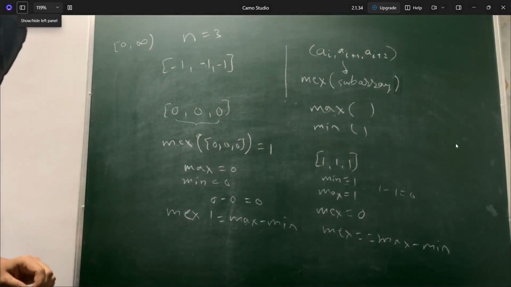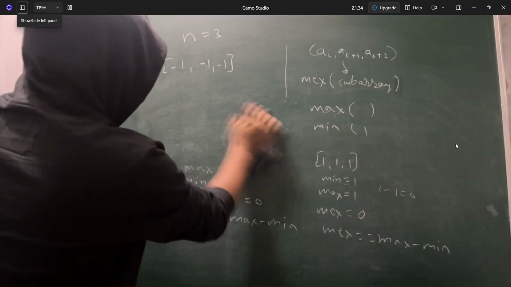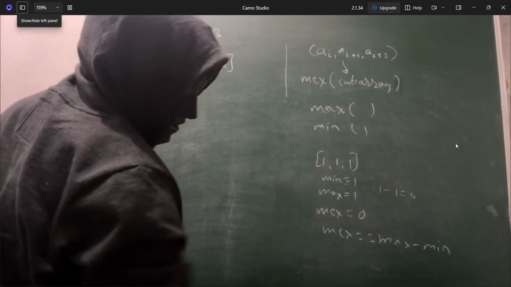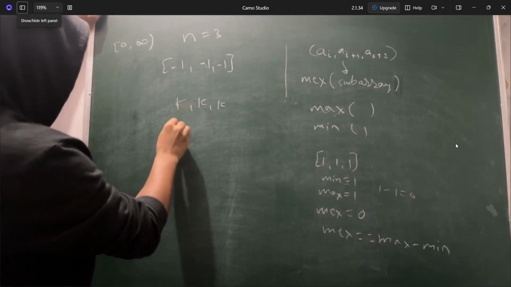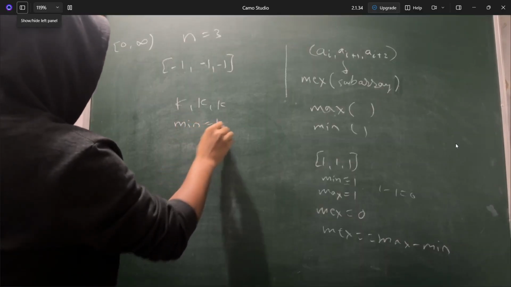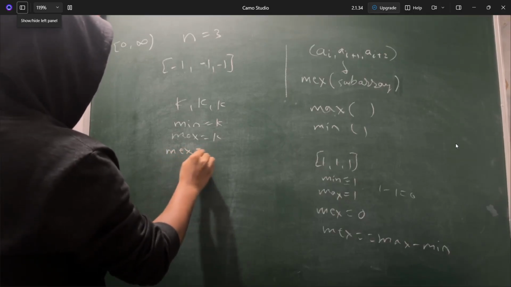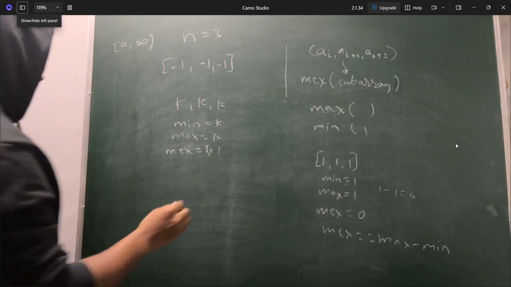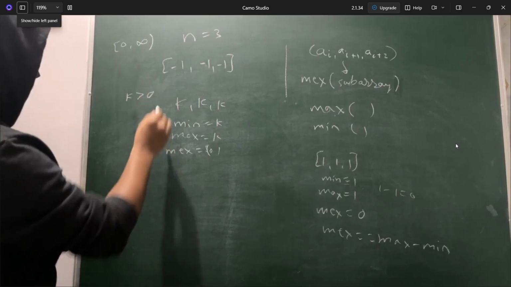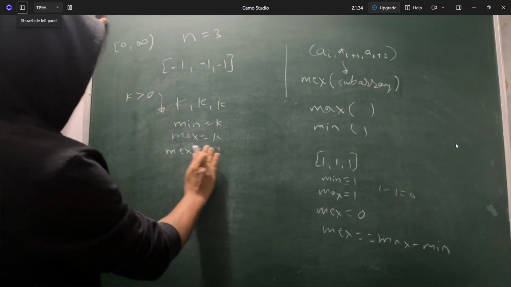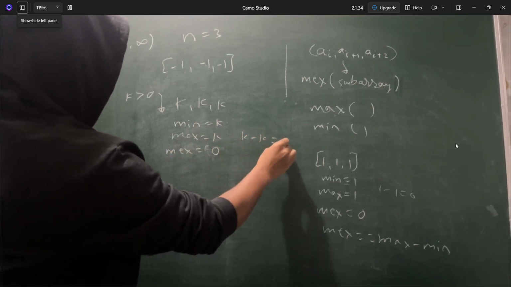Now, are these the only values that are possible? It is not. If you take any value, let's say all the values are the same: k, k, k. In that case, your minimum will be k only, maximum will be k only, and your max operation will always be 0. Why? If k is greater than 0, then this holds good. Max is always 0, and your minimum minus maximum will be k minus k, which is 0.